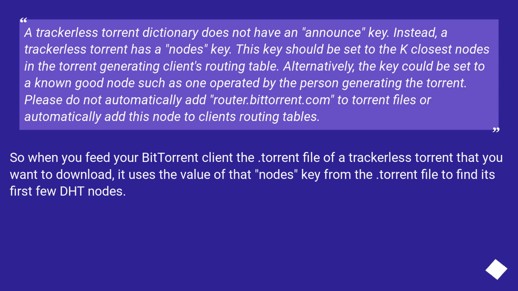So when you feed your BitTorrent client the torrent file of a trackerless torrent that you want to download, it uses the value of that node's key from the torrent file to find its first few DHT nodes.